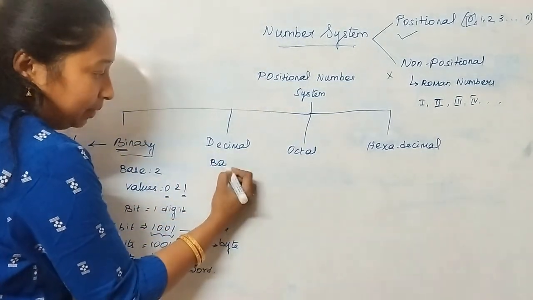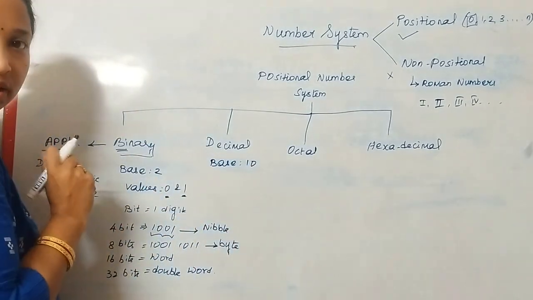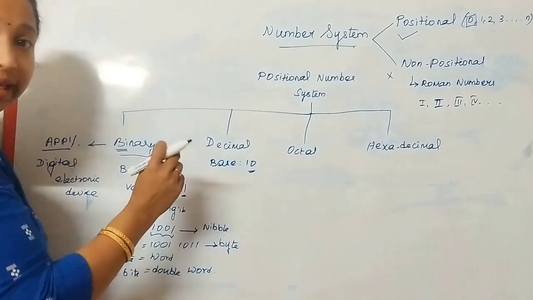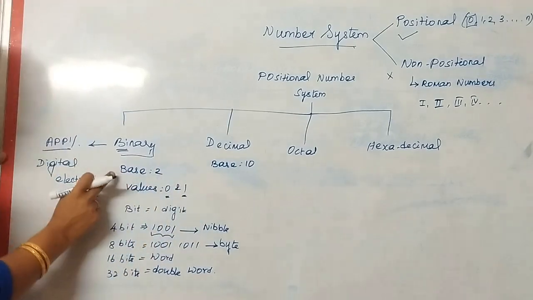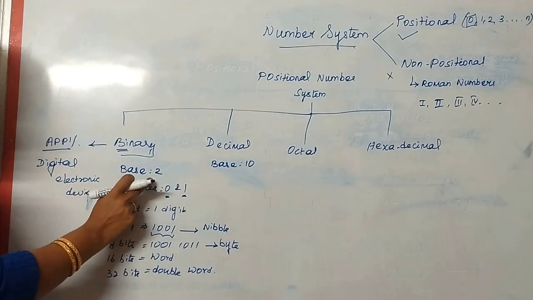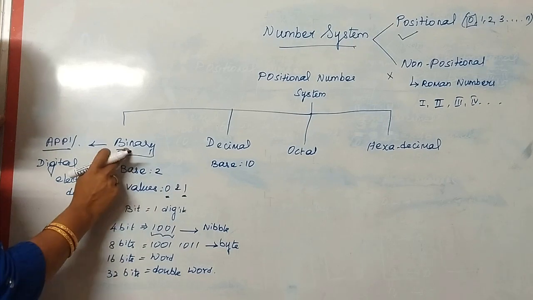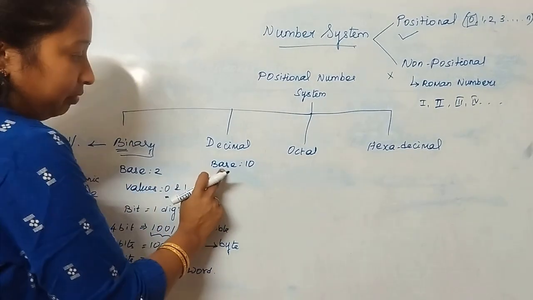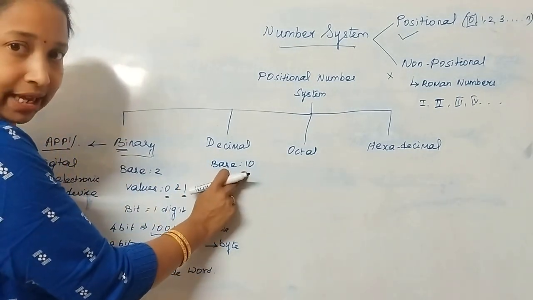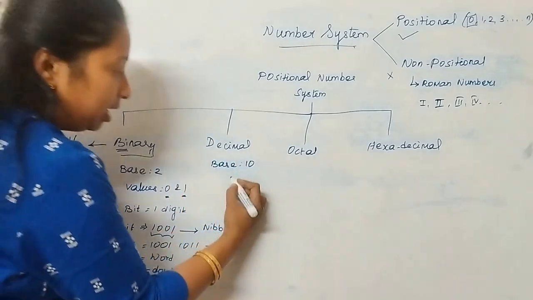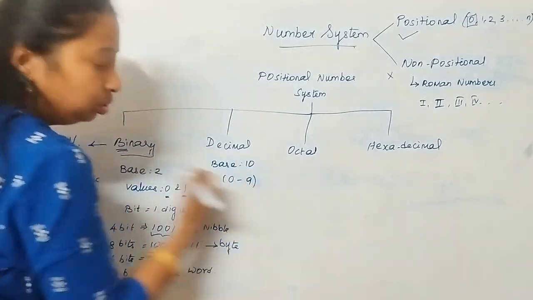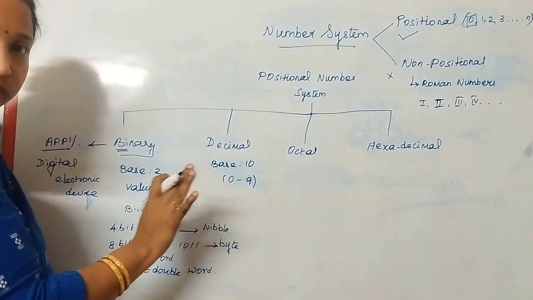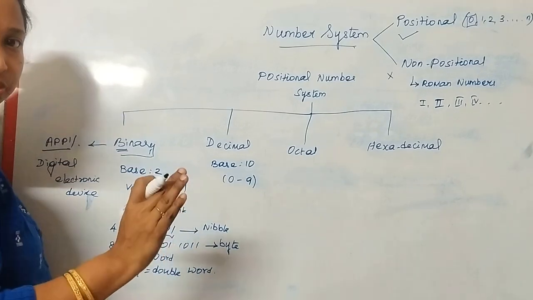The base for decimal number system is 10. When I mention base, it means this particular number system can hold only 10 digits. Clear? Say for example, the base for binary number system is 2, meaning this number system can hold only 2 values, that is 0 and 1. In a similar way, when I mention the base for decimal number system as 10, it means this number system can hold only the numbers from 0 to 9. Is that clear? Fine. This number system is mainly used in almost all the real-time applications in our day-to-day life.